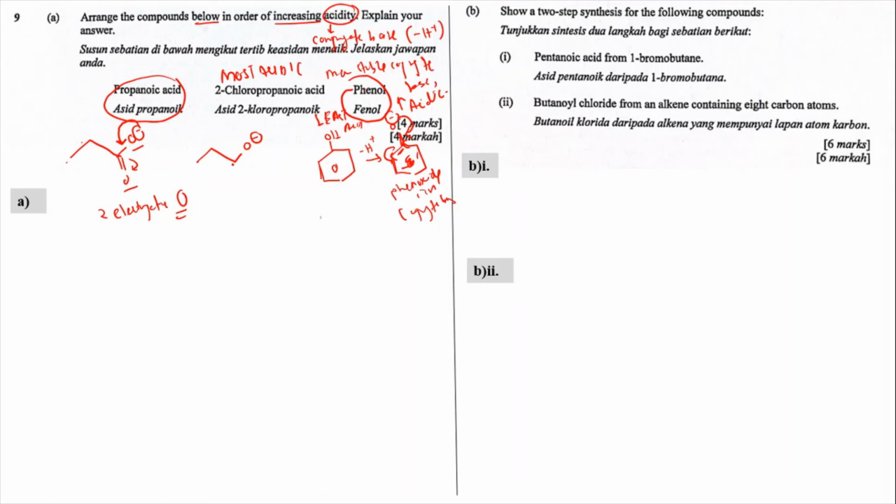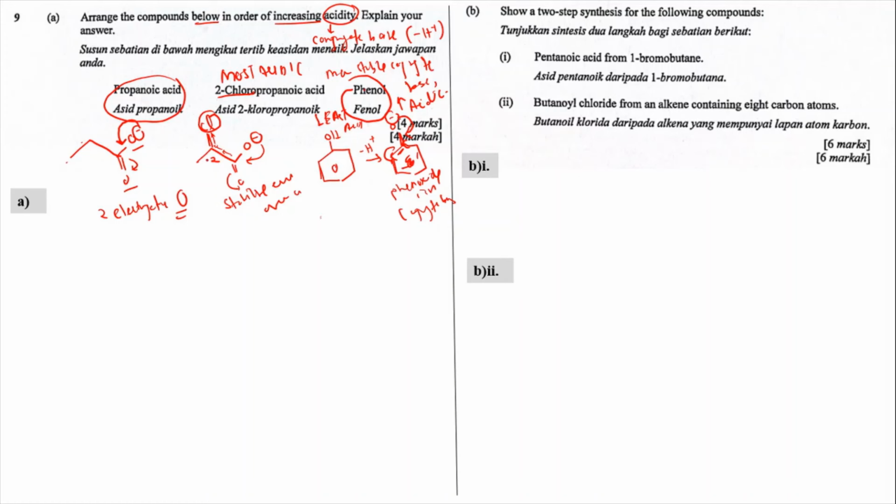This one is going to be the most acidic because of the presence of the chlorine atom at carbon number 2. So for 2-chloropropanoic acid, there will be a delocalization of negative charge between the 2 oxygen atoms. But with the presence of the electron withdrawing group, it will pull the electron density towards itself, and this will stabilize the structure even more. Stabilize even more, and then it's going to be the most acidic.